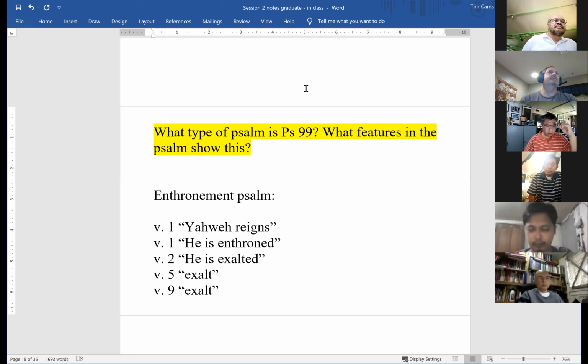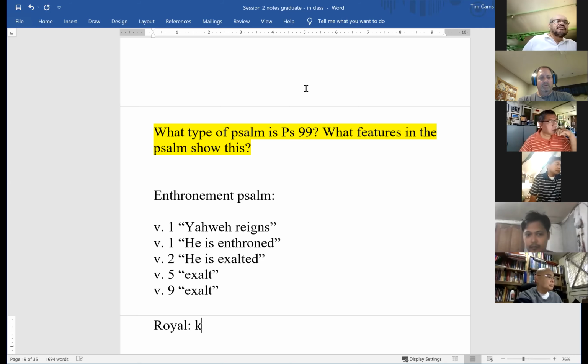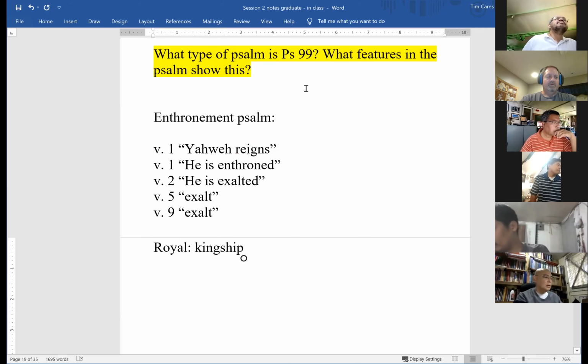Yeah, is there a comment or question? Tim, is it possible that this is also a royal psalm because of verse 4? Verse 4, the strength of the king. Yeah.